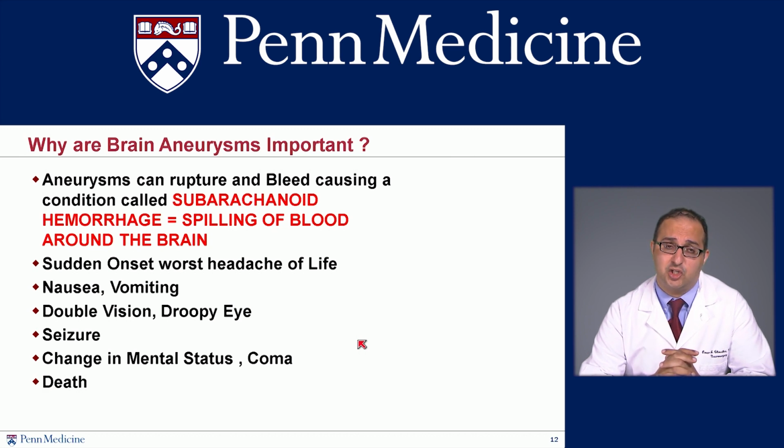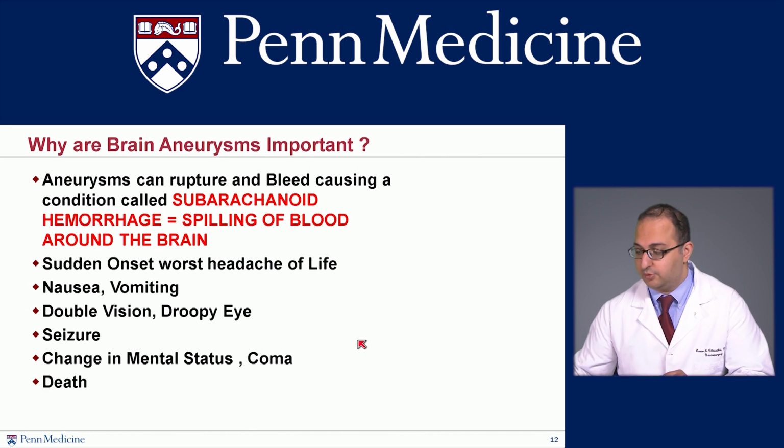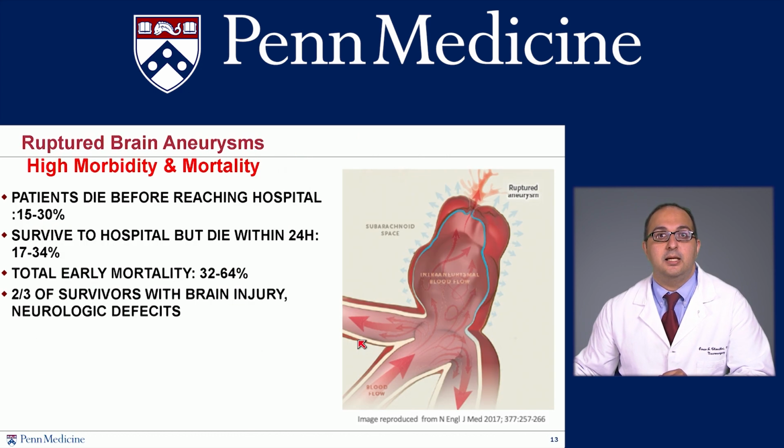These patients are essentially very sick. They can have nausea, vomiting. Once the aneurysm bursts, if it's pushing on an important nerve that controls the eye, it can lead to double vision. Some people can have a seizure. Some people can have such a bad hemorrhage from the aneurysm rupture that they can be in coma. And some people just don't survive, as we will look at some of these numbers in the coming slides.